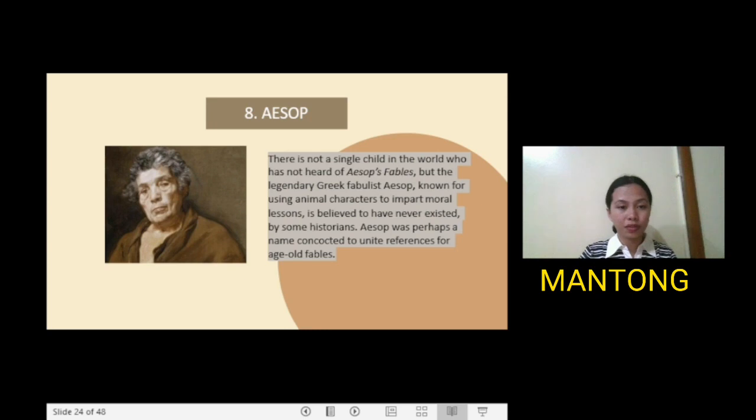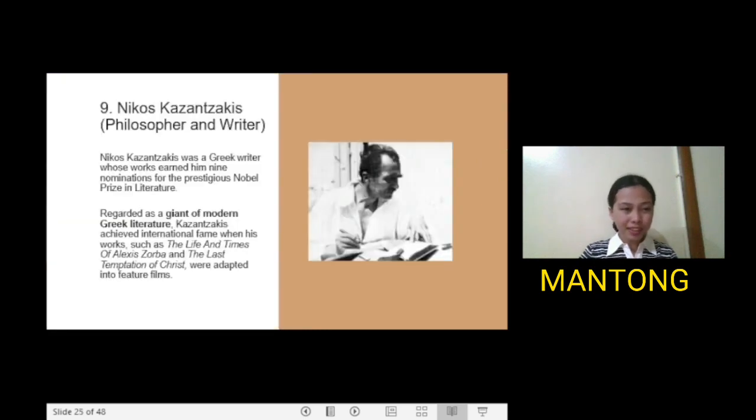For the ninth, we have Nikos Kazantzakis. He is a philosopher as well as a writer. Nikos Kazantzakis was a Greek writer whose works earned him 9 nominations for the prestigious Nobel Prize in Literature and is regarded as a giant of modern Greek literature. Kazantzakis achieved international fame when his works such as Zorba the Greek and The Last Temptation of Christ were adapted into feature films.